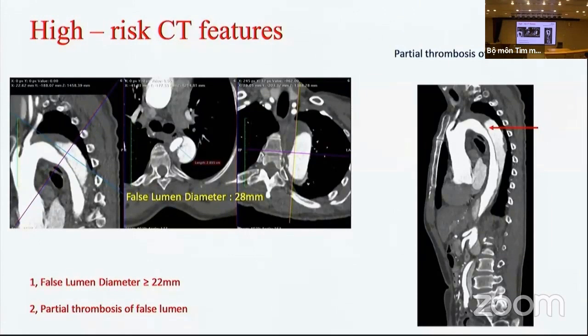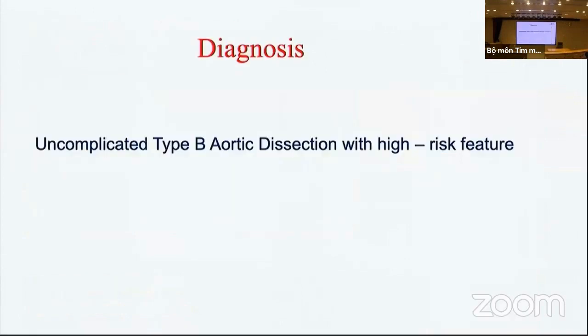With this kind of patient, previously we performed open surgery, but now with the development of the instruments and skills, we can perform TEVAR. This patient has a diagnosis of uncomplicated type B aortic dissection with a high risk feature. Why high risk feature? Because this patient has no chest pain, no abdominal pain, and actually no ischemia of the organs, but the false lumen enlarged more than 22 millimeters in diameter, and actually half of the false lumen was thrombosed, and that shows a very high risk feature of the patient.